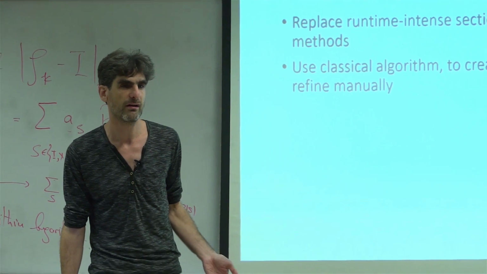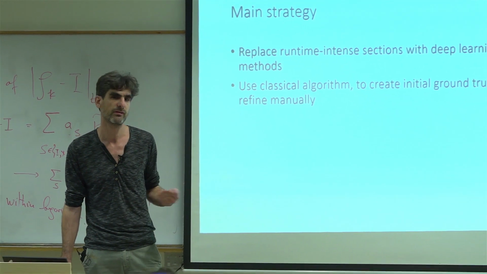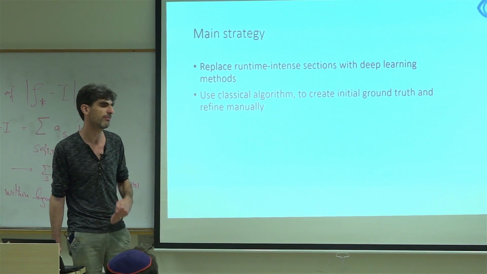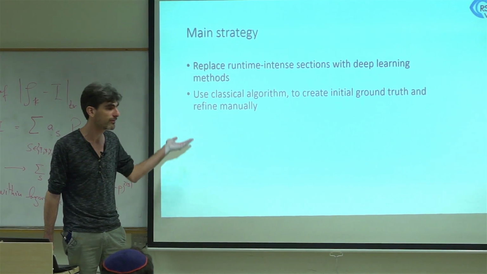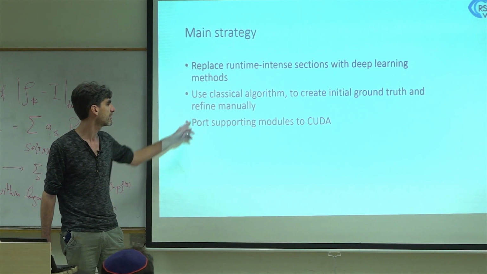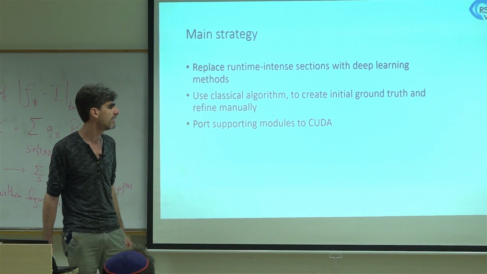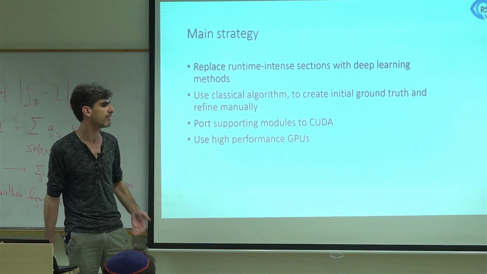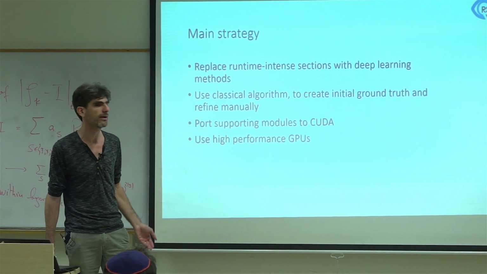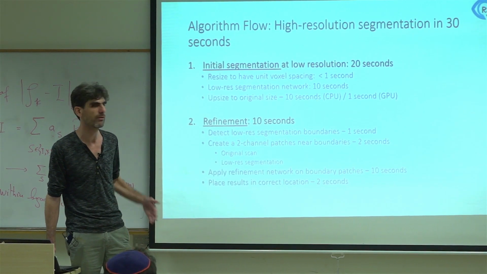It's pretty labor intensive to create labeled training data for these algorithms, but luckily we already have a slow classical algorithm that does pretty well, so we can use that to create the ground truth and just fix it a little bit manually. If we have anything left that's not a neural network, we want to move everything onto the GPU. That way we can make things run much faster.